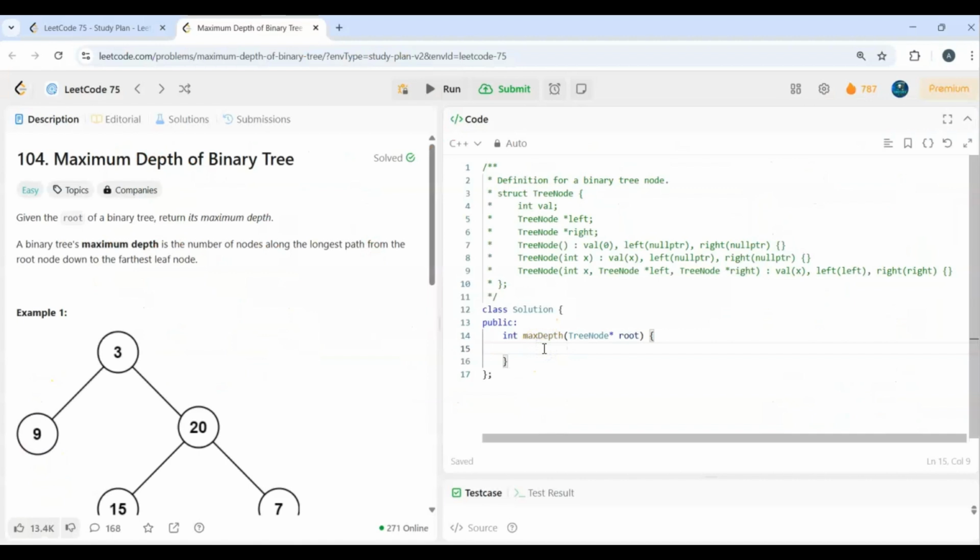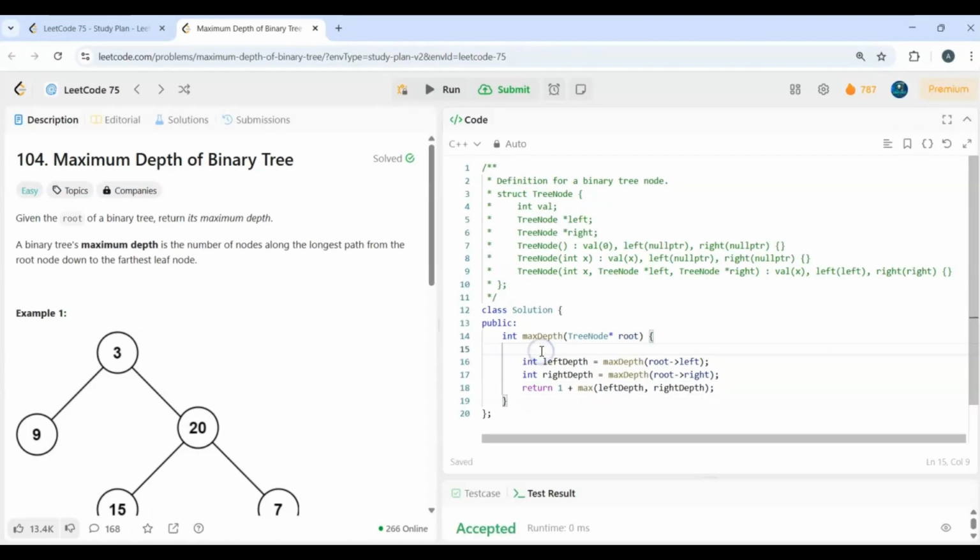So let's quickly code our approach. In our approach, we were finding the left depth by calling our function again, sending root left, and we were also calling the right depth by sending root right. And finally, when we were trying to return, we were adding 1 to the max of left depth value and right depth value. Here our base case would be that if we found a null node, that is if root is equal to null, we'll return 0.